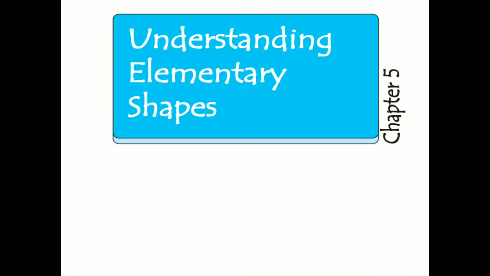Good morning, students. Today we will start a new chapter, chapter number 5, Understanding Elementary Shapes. So let's start with exercise 5.1. In this, we will do question number 3. Firstly, you have to understand what is written.